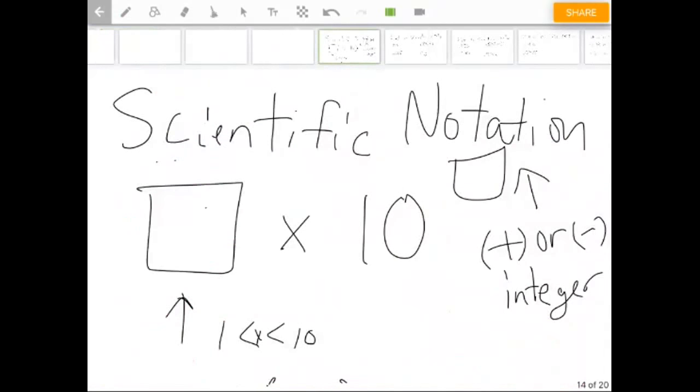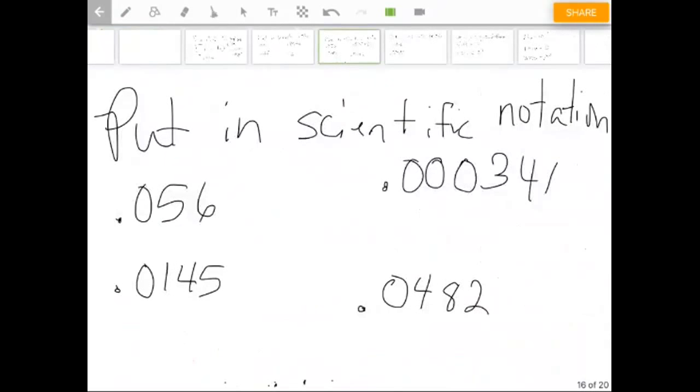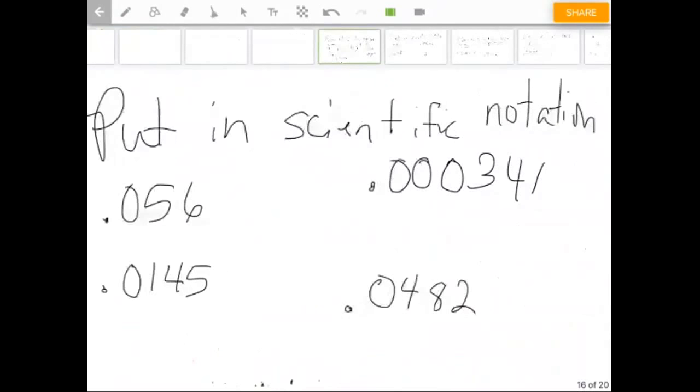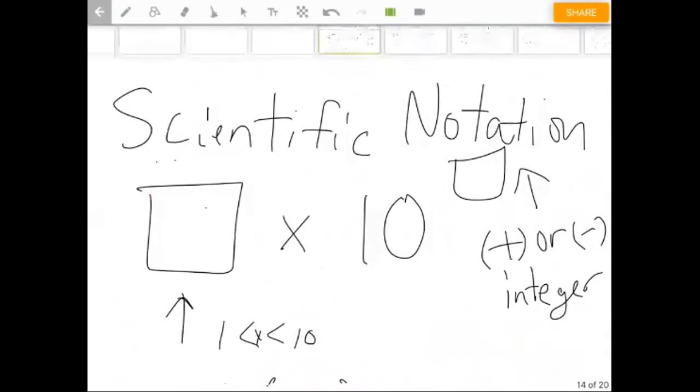So scientific notation, if you recall, a number is in scientific notation if it's a number, so a number would go in this box. That number has to be greater than 1, but less than 10. So any number between 1 and 10 times 10, and you raise it to a power. This power can be either positive or negative, depending on if you have a large number or a small number.